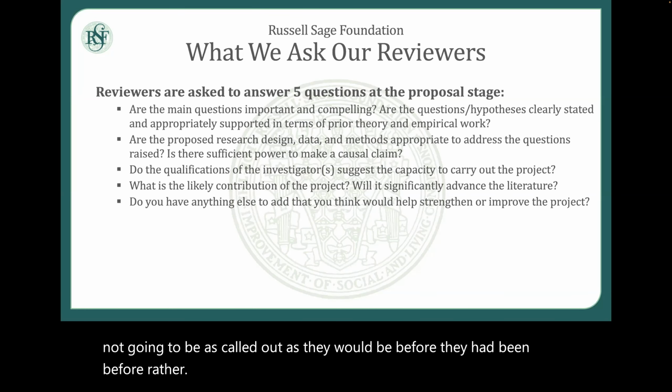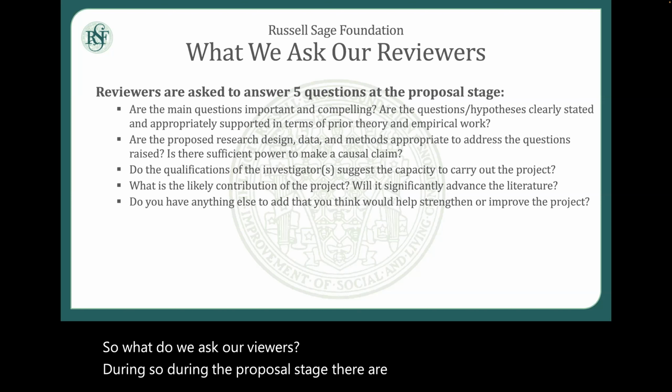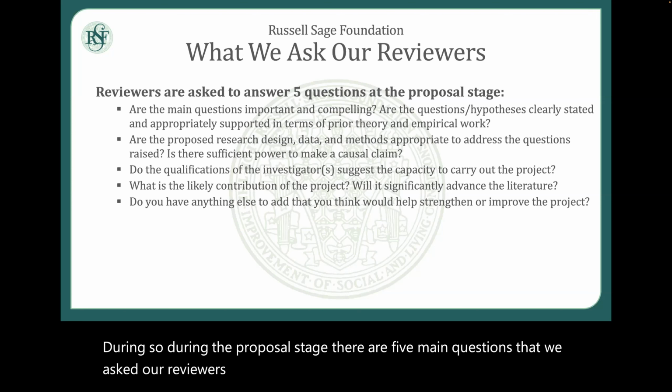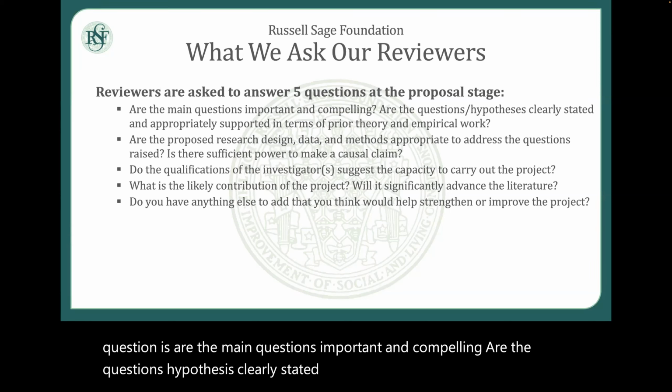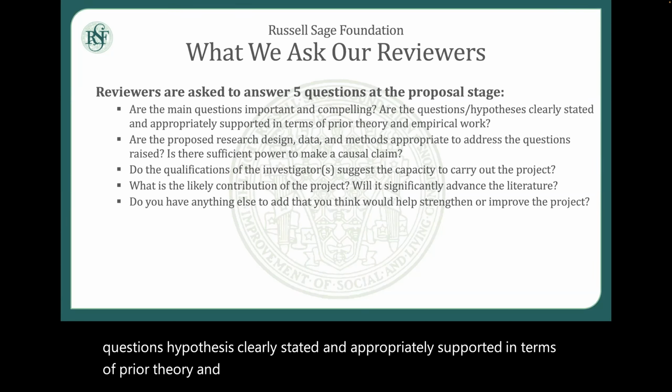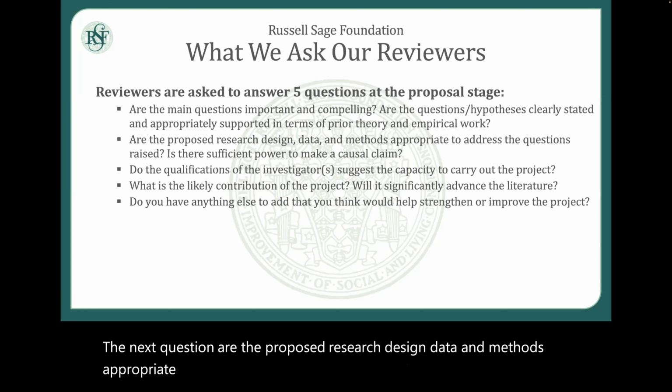So what do we ask our reviewers? During the proposal stage, there are 5 main questions that we ask our reviewers to look at when they are reviewing proposals. The first question is, are the main questions important and compelling? Are the questions and hypotheses clearly stated and appropriately supported in terms of prior theory and empirical work? The next question, are the proposed research design, data, and methods appropriate to address the questions raised? Is there sufficient power to make causal claims?